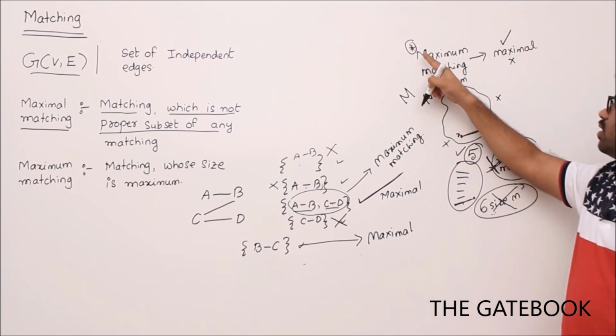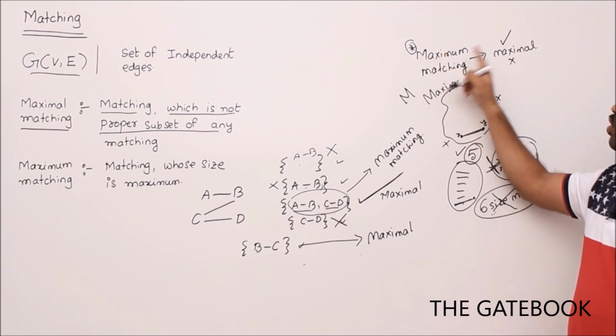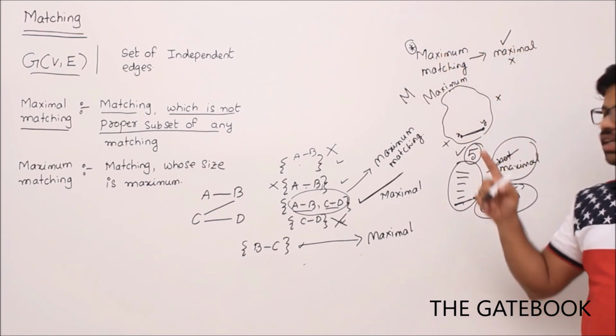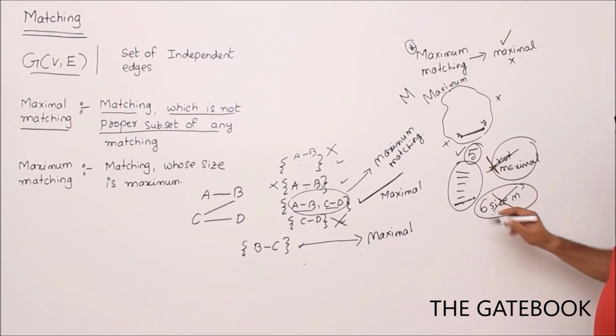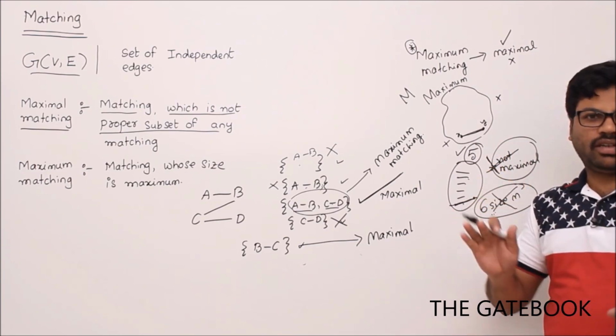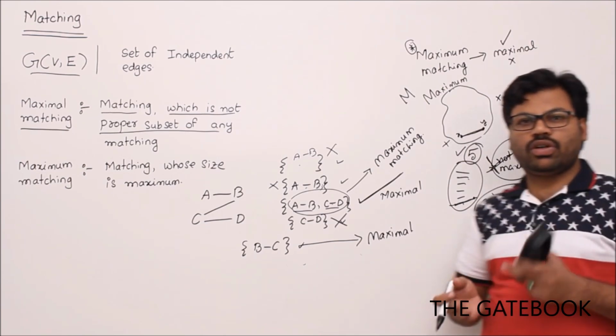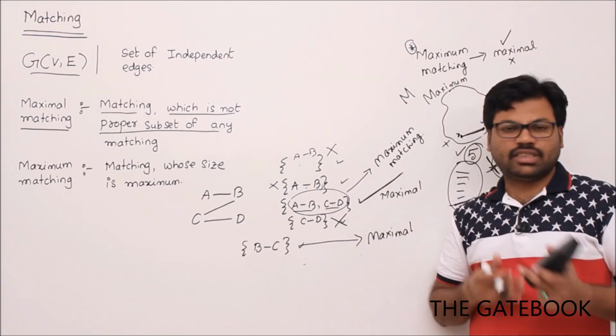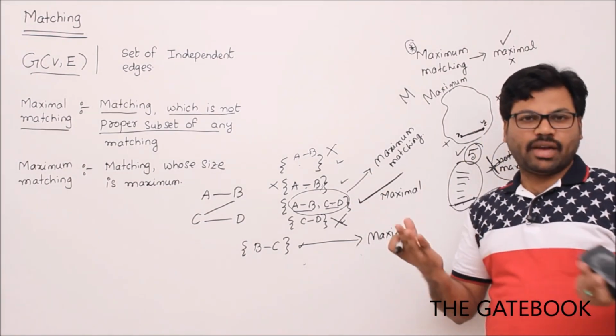That's why from now onwards, whenever a matching is maximum, automatically that should become maximal. Otherwise, I will form a bigger size matching than maximum matching, which is impossible. Understand? So this is a story about matchings like maximal matching, maximum matching, and any matching. Okay.